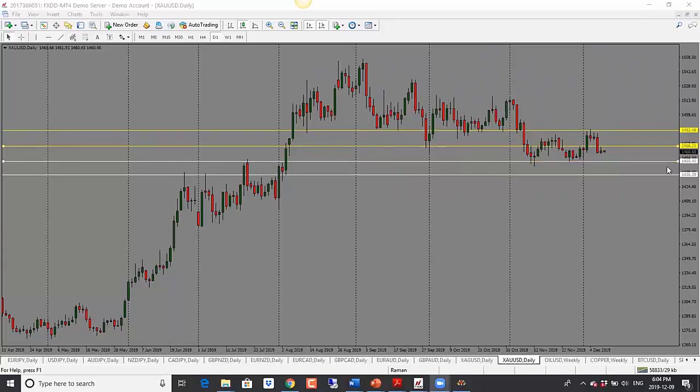First target is 1450. And if it holds above, I will look for price to go back into the range. If not, it could drop further into 1435. So we just need to be careful. So here, bearish bias for gold.